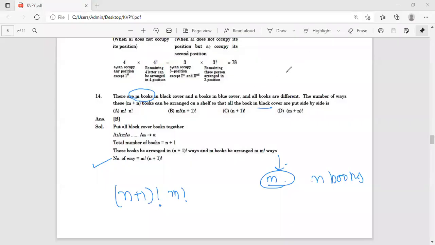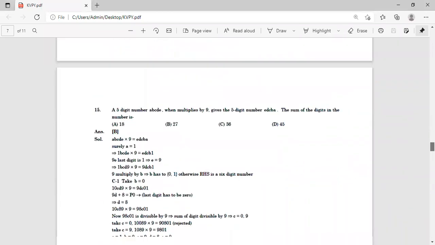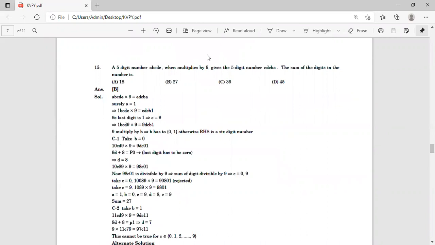Okay, good. So most of you already did this. So next one, did you try the 15th one? A 5-digit number A, B, C, D, E. If you multiply it by 9, so logical, nice questions, right? You get A, E, D, C, B, A reversed. So the sum of the digits in the number is what?